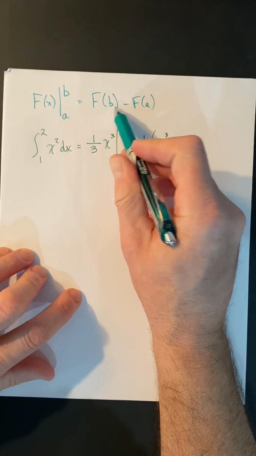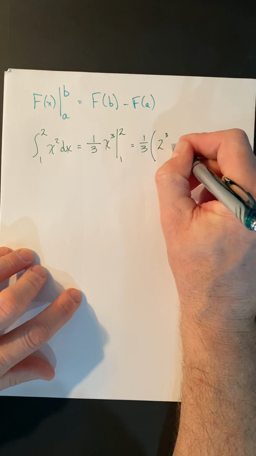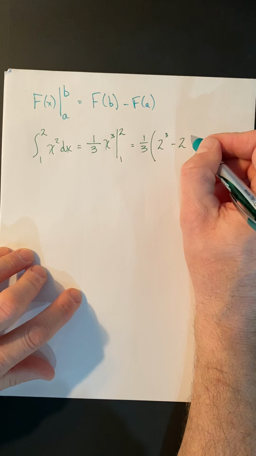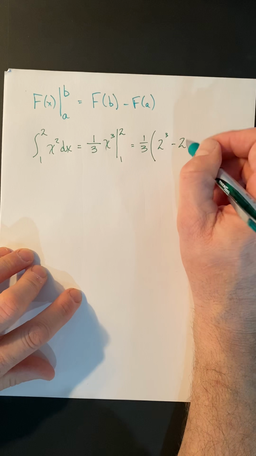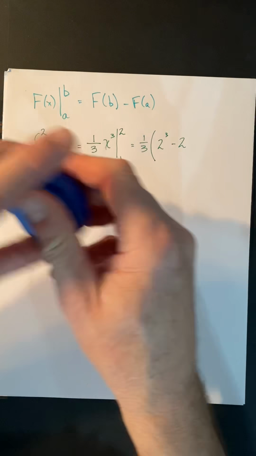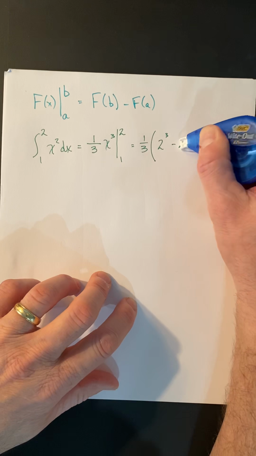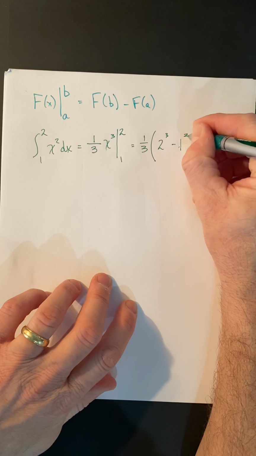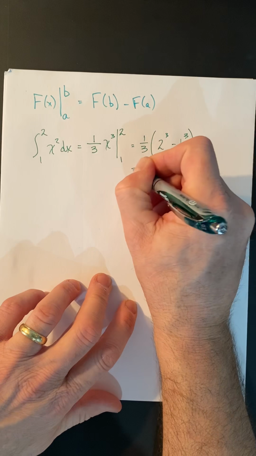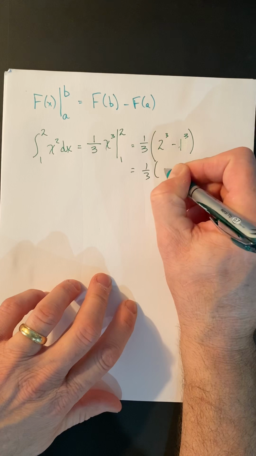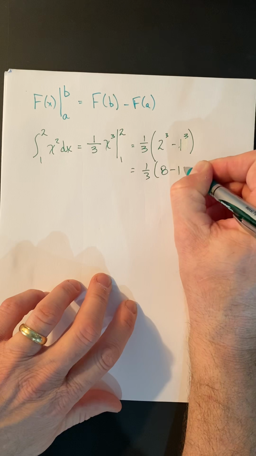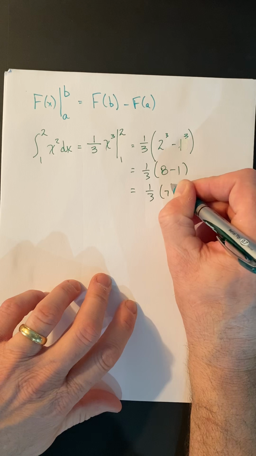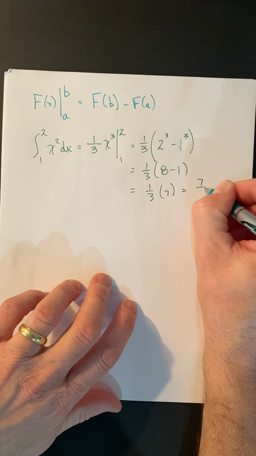Now this is my b, right? So I'm going to plug that in, minus my a value, which would actually be the 1 cubed, okay? So I'm going to have 1/3 times 8 minus 1, or I'm going to have 1/3 of 7, or 7/3.